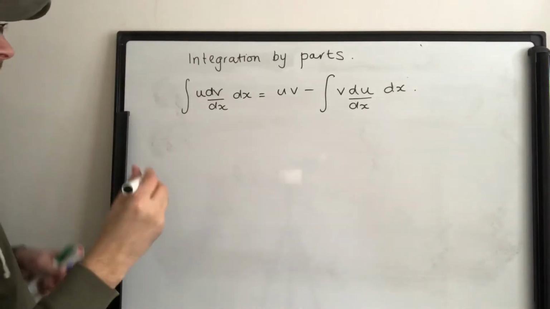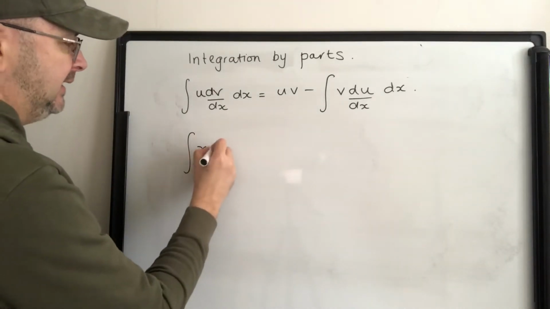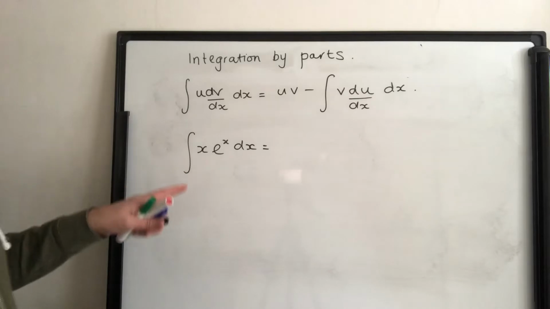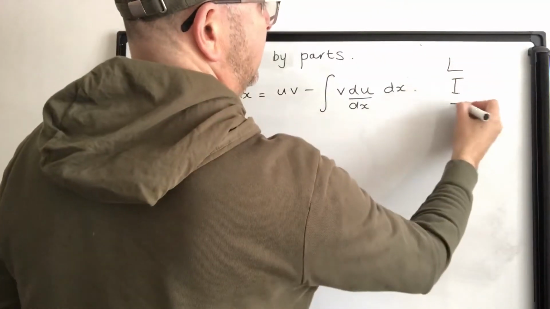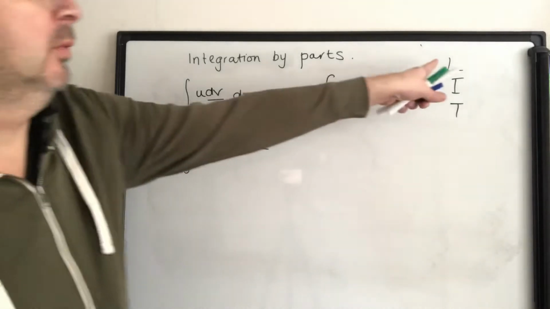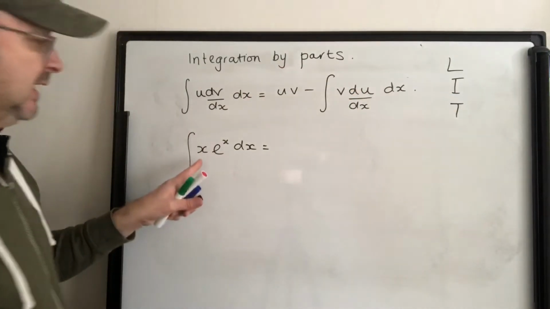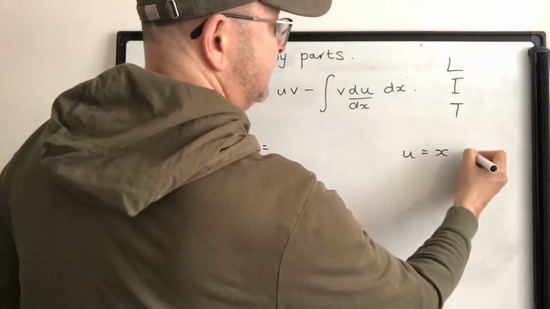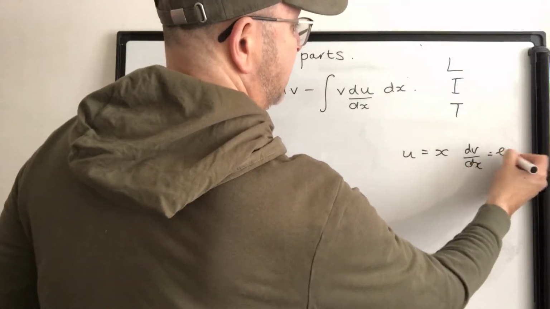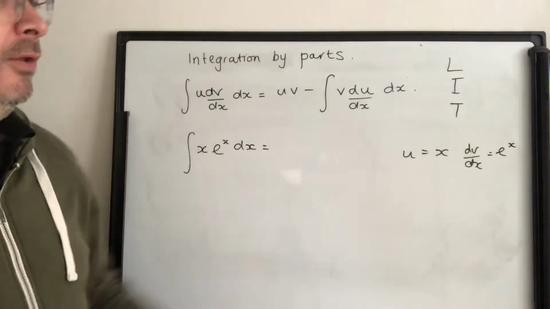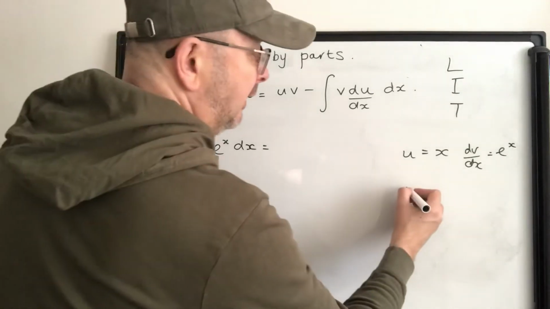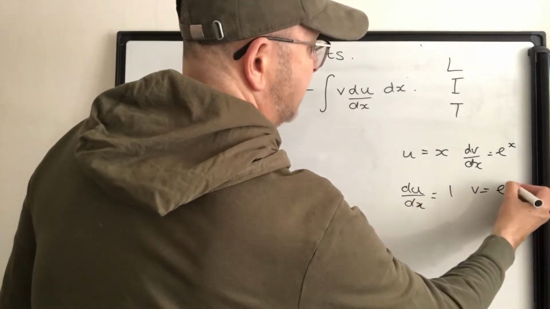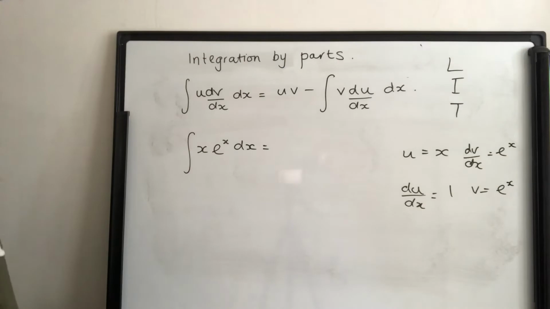So I'll start with probably the easiest one of the lot, which is x e to the x. So remember the L, I, T. We don't have natural logs here. We do have a power of x, x to the power of 1. So that's what I'm going to take as my u. So u equals x, and dv dx is e to the x. I really advise you to lay your working out on the right hand side in a little box shaped like this. So du dx equals 1, and v, if you integrate e to the x, you get e to the x. Don't bother adding c, you don't need to here.